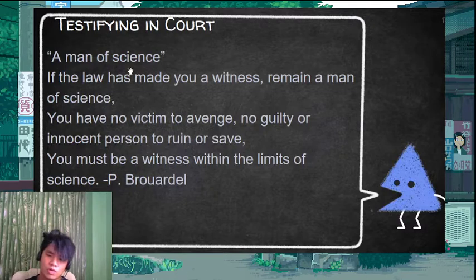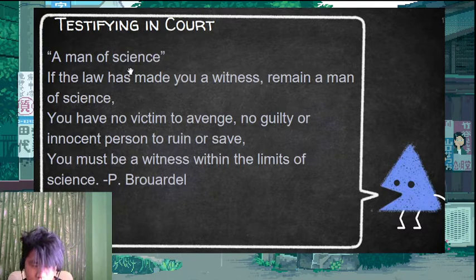So what to do when you're testifying in court? You must be a man of science, so within the rules of science, not within the rule of men. If the law has made you a witness, remain a man of science. You have no victim to avenge, no guilty or innocent person to ruin or save. You must be a witness within the limits of science.